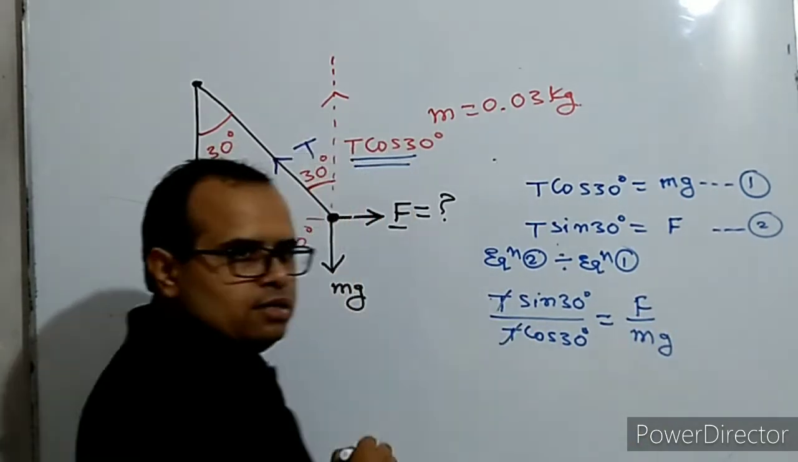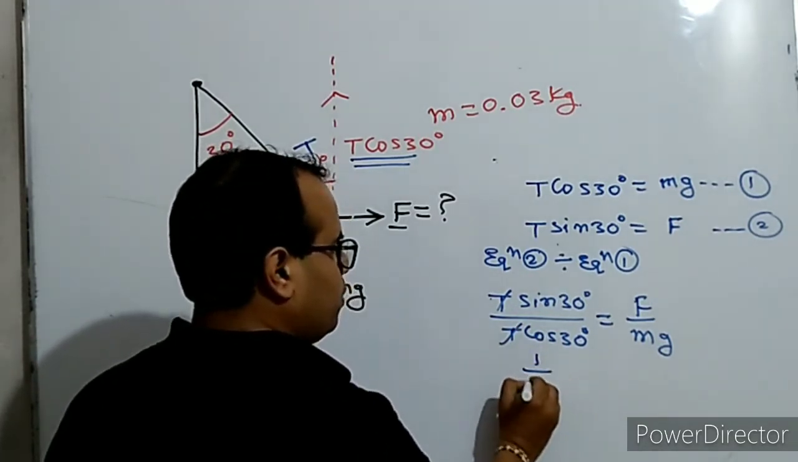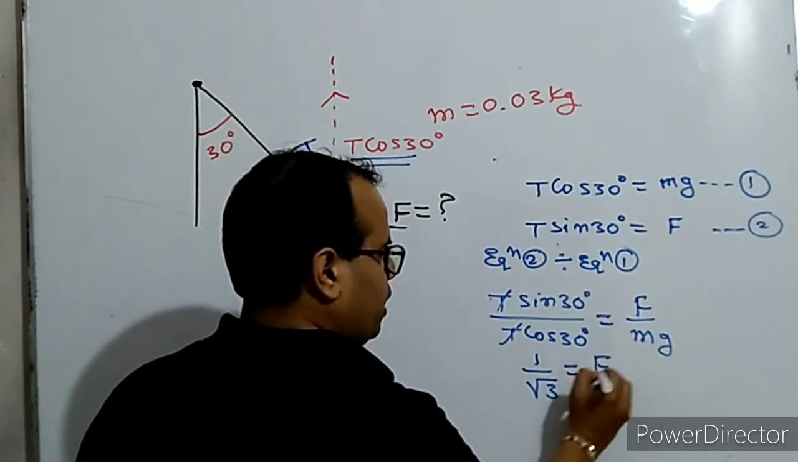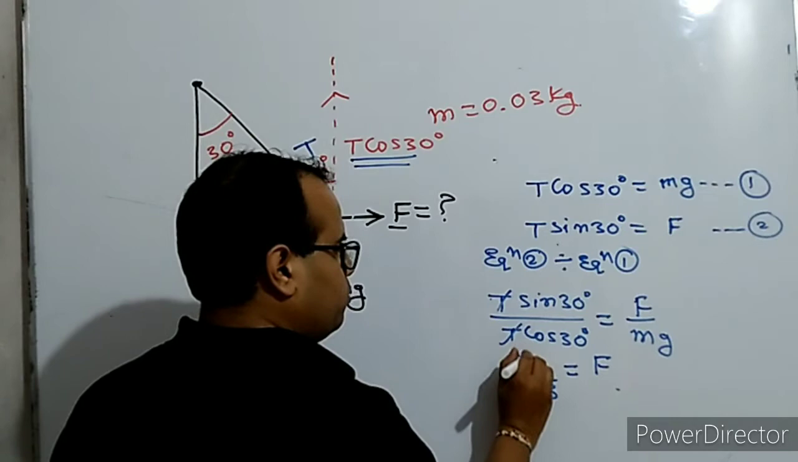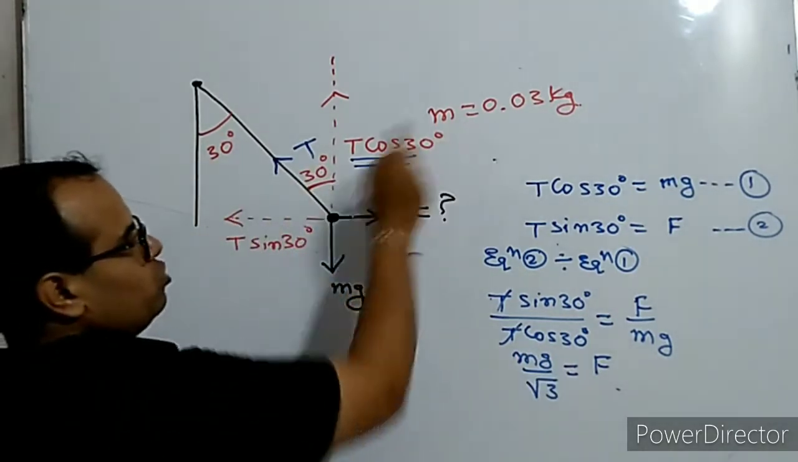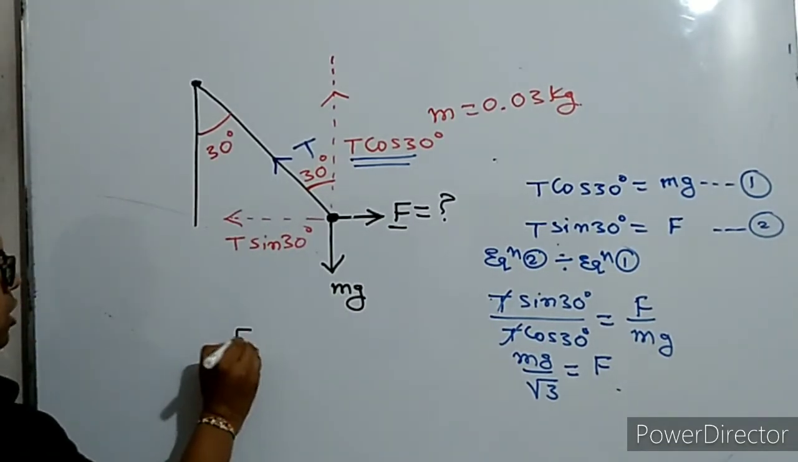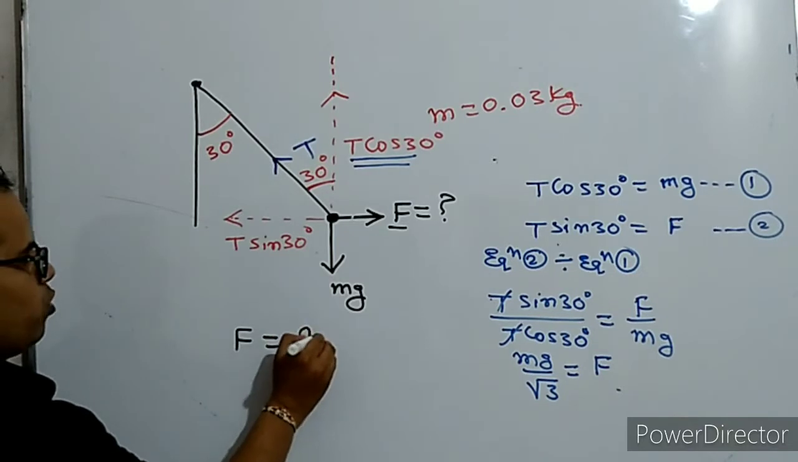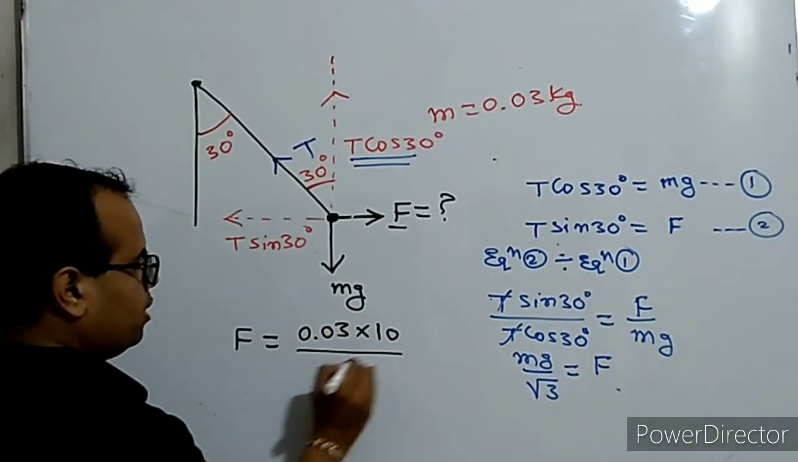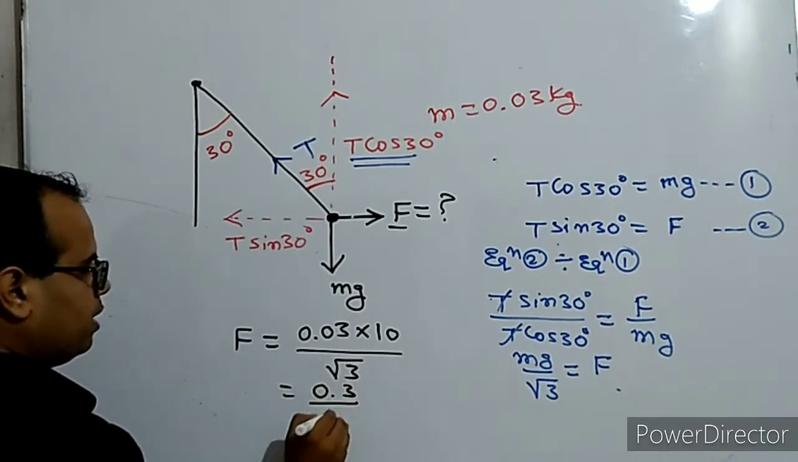Now T and T are cancelled. Sin by cos will give you tan 30, and tan 30 is 1 by root 3, and that is equal to F by mg. And if I multiply by mg here, I can multiply it here. Now you know this mass is 0.03 kg. Okay, so what you can do is write F is equal to, m is 0.03 multiplied by g is 10 divided by root 3. So that gives you 0.3 divided by root 3.